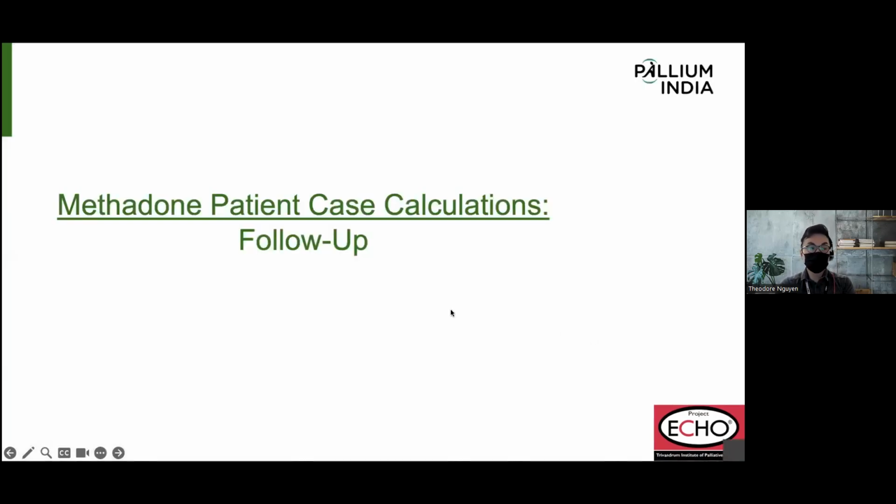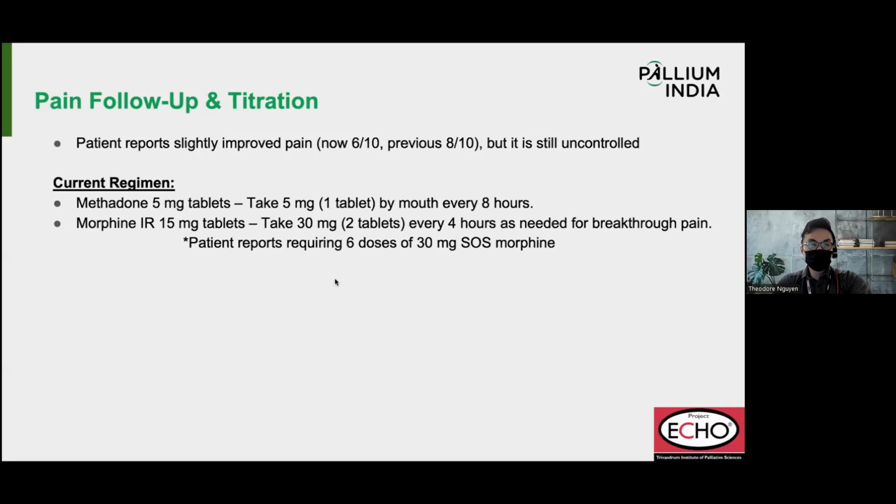Okay, so now that we started a patient on methadone, what do we do with follow-up? So patient notes, once we started the methadone, there's some improvement of pain. It's now at a 6 out of 10 in severity. Previously was an 8, but it's still uncontrolled or still significant for them. So what would we do next?